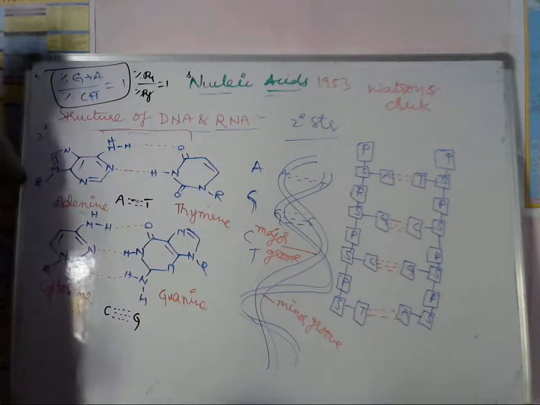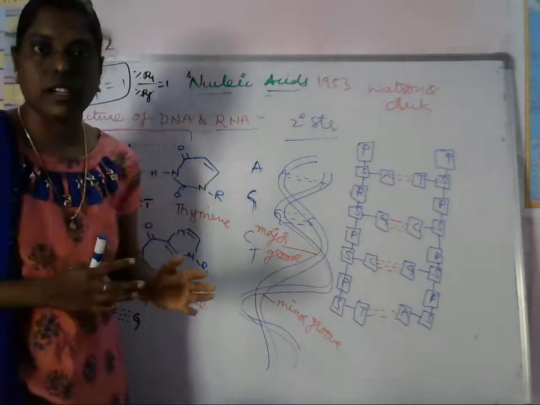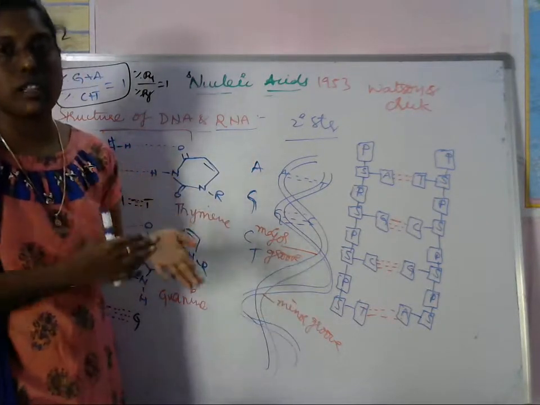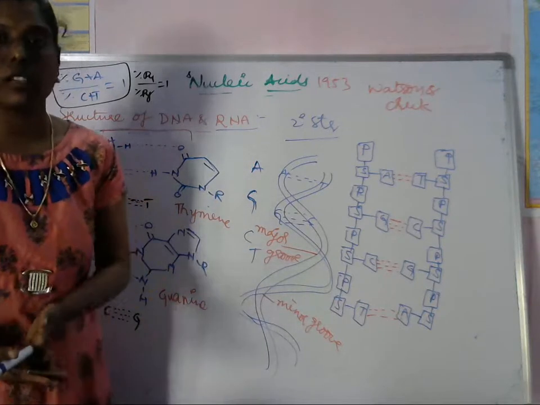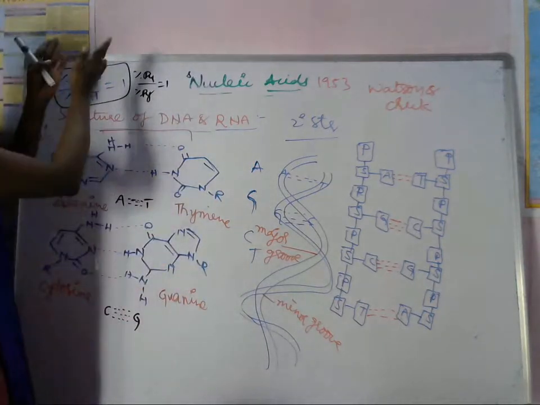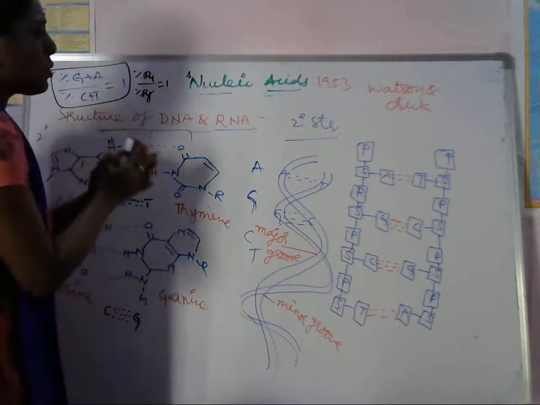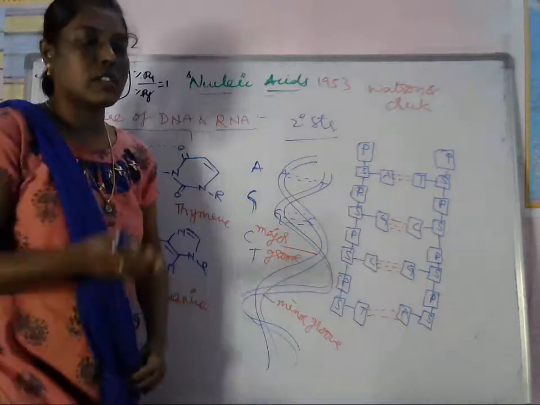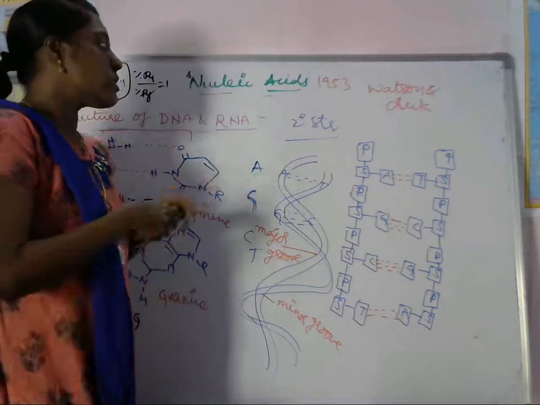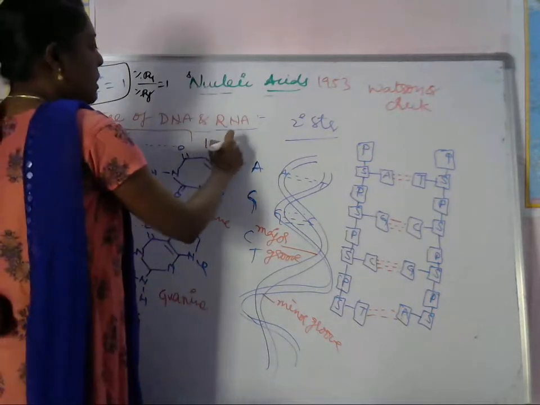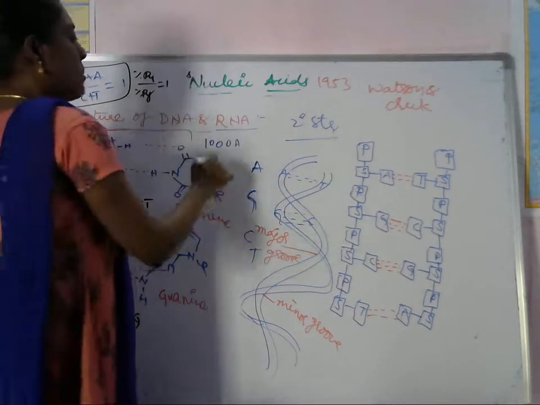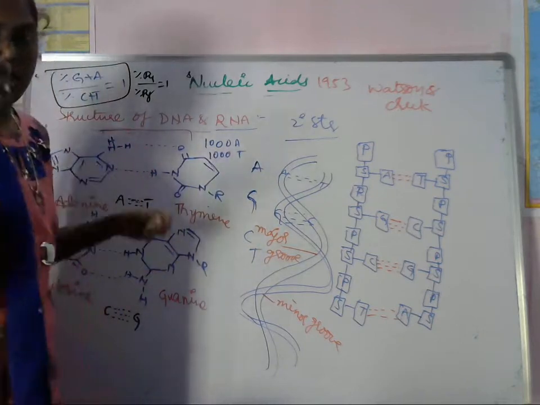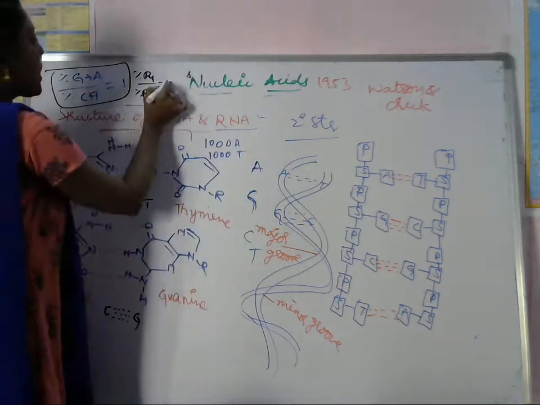Okay, the mole percentage of adenine is equal to that of thymine. If you take cytosine, it will be equal to that of guanine. Which means the pyrimidine ratio and purine ratio should be 1. Okay, so if you take a DNA strand, suppose it has a thousand adenine molecules, at the same time it has 1000 thymine molecules. So it has to satisfy this rule.